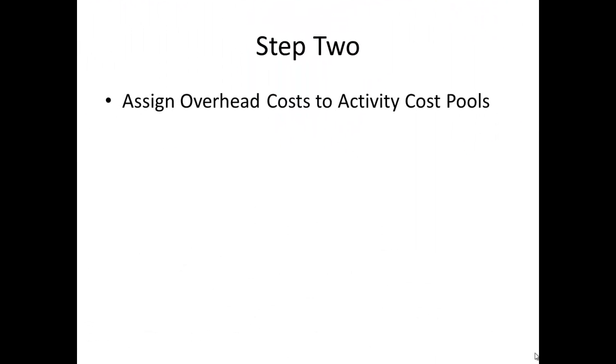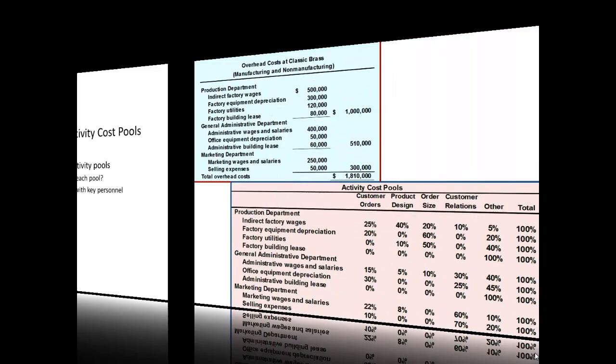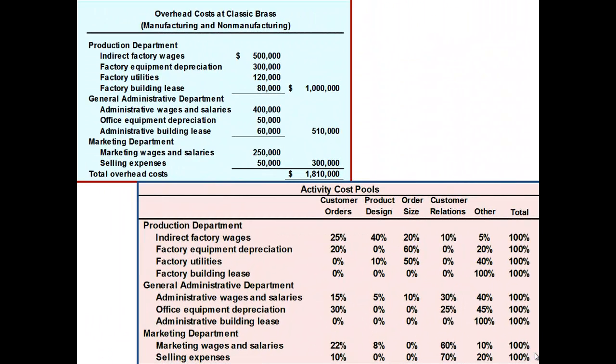Step two, we're going to assign overhead costs to activity cost pools. It's interesting this is step two because it's actually called the first stage allocation. In the first stage allocation, we sit down and we divide up all the overhead costs among the different activity pools. So what percentage of costs go to each pool? Once again, this involves some in-depth interviews with key personnel from across all different departments. It could be very time-consuming and difficult to do. Eventually, you're going to come out with a schedule.